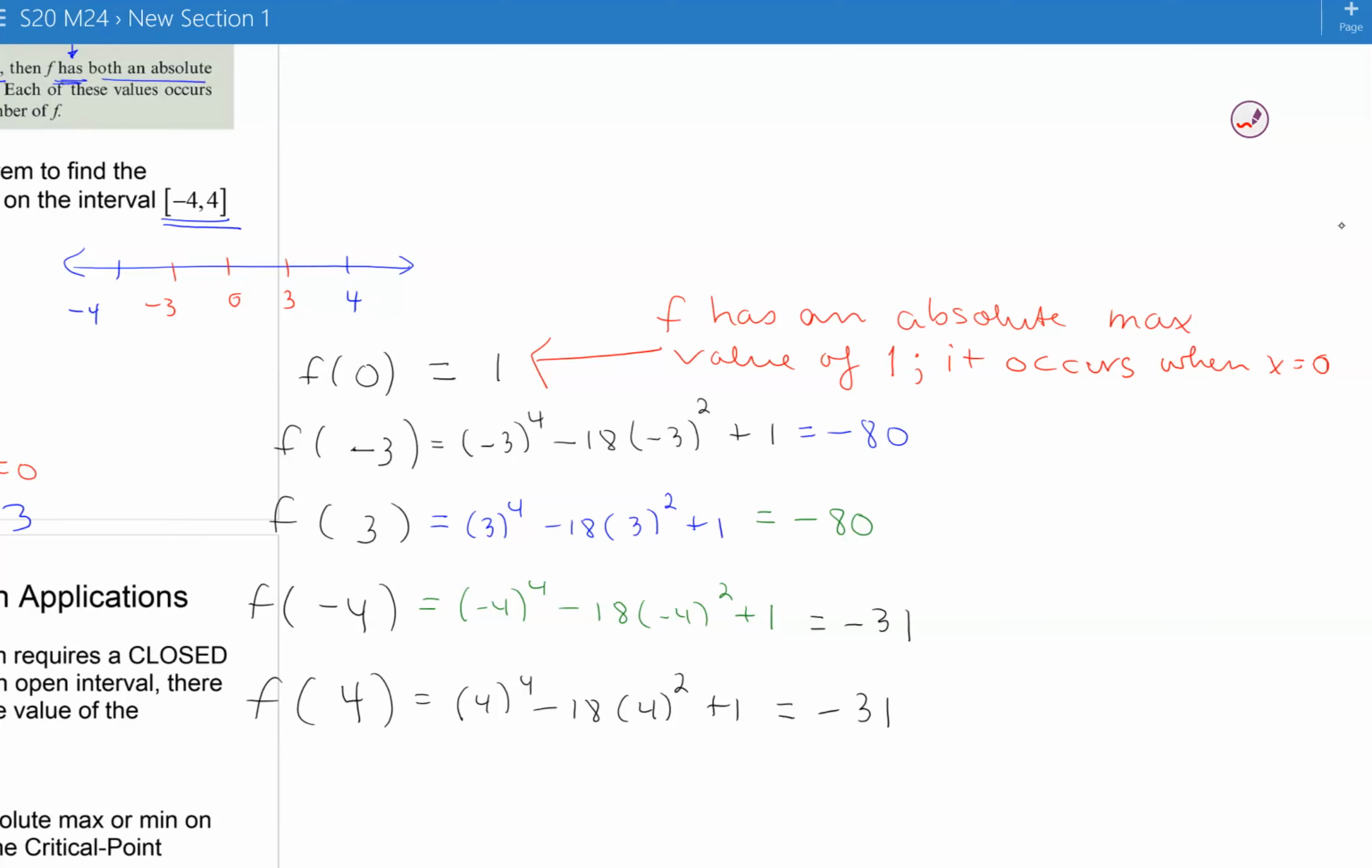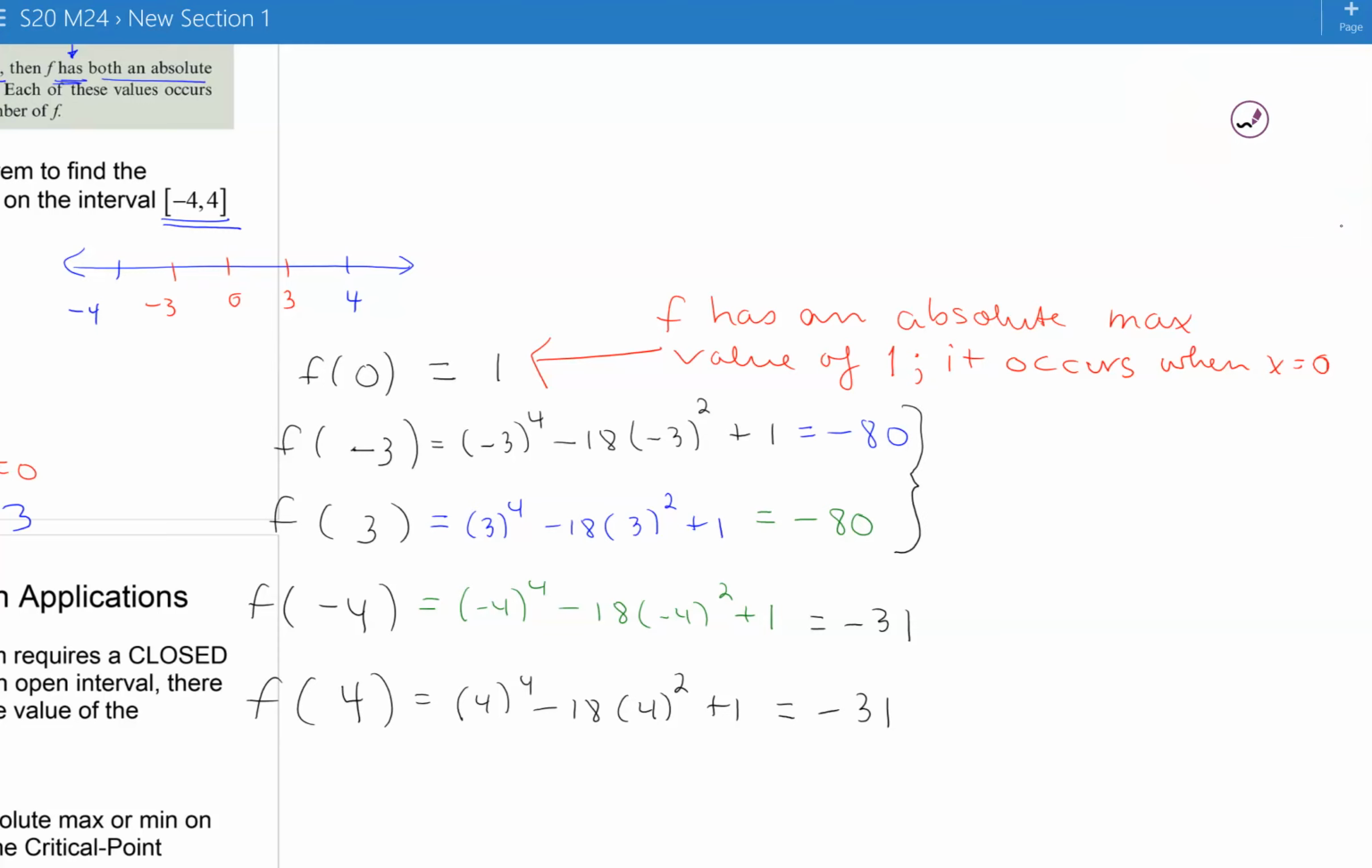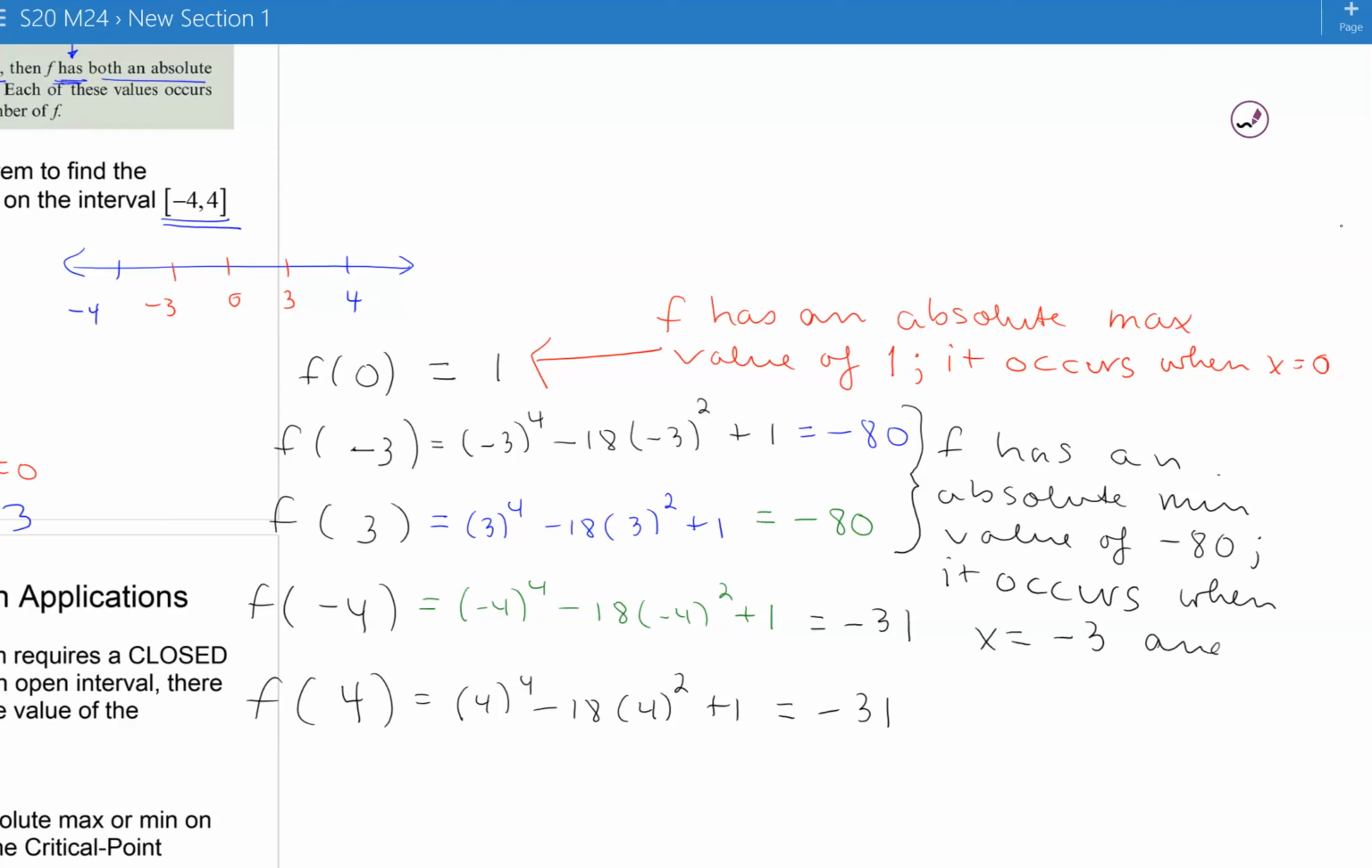Okay, then we look for the smallest or lowest y value, and we see that it's at -80. So f has an absolute min value of -80. It occurs when x equals -3 and when x equals 3. So it actually occurs at 2 places.